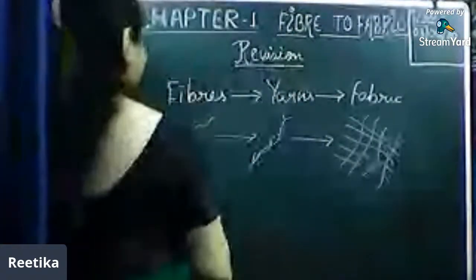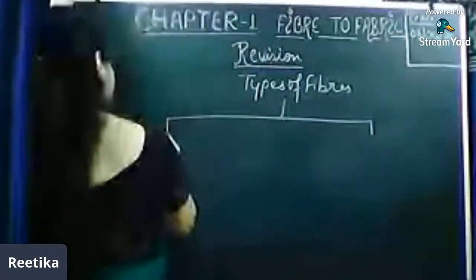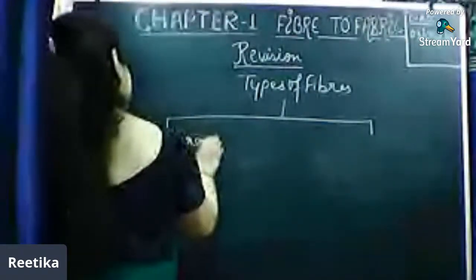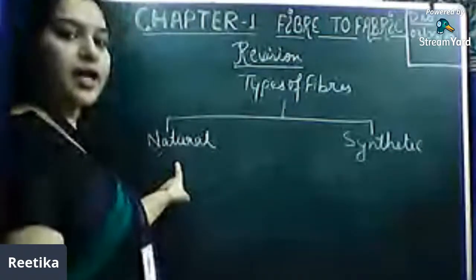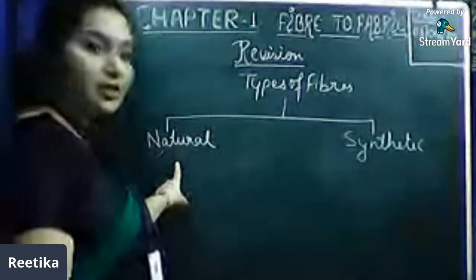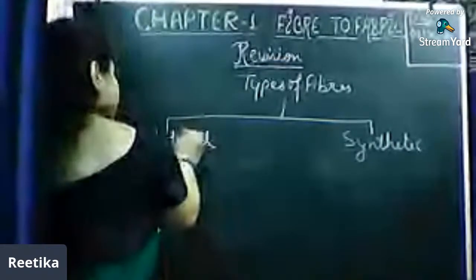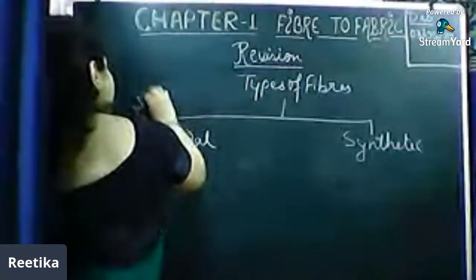See, what we have, how many types of fibers are there? If we talk about types of fibers, there are basically two types of fiber. First is natural fiber, another is synthetic fiber, isn't it? So as the name suggests, natural term comes from nature. It means what? Nature.